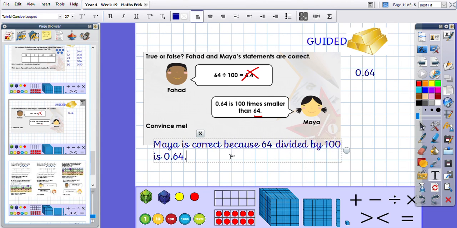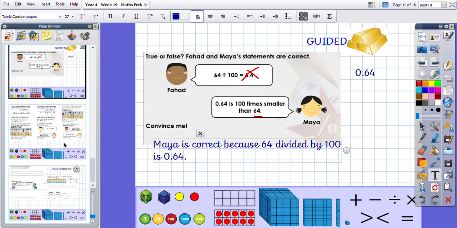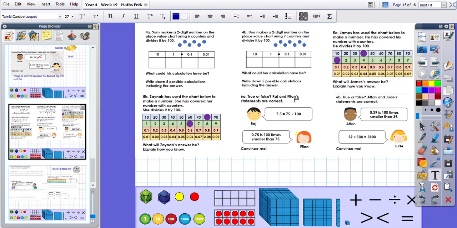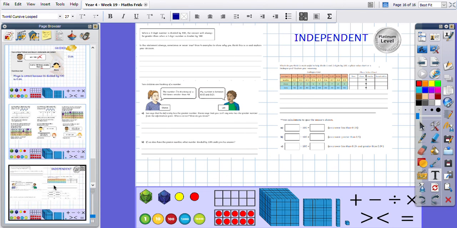Okay, so now we've had a go at the guided questions. These are for you to complete independently. And when you finish those, you also have some platinum questions to be getting on with.